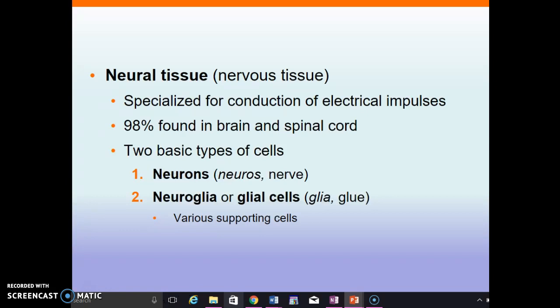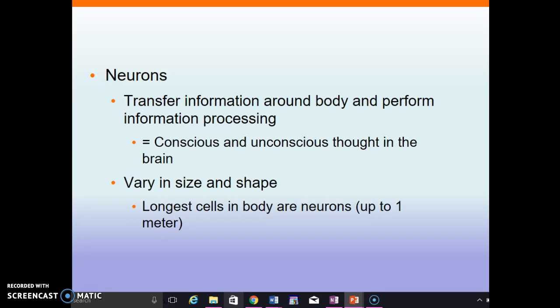The last type of tissue is easy. It's nervous tissue, and it's specialized for conduction of electrical impulses. Most of our nervous tissue, neural tissue, is found in the brain and spinal cord, and there are two basic types of cell. The cell that conducts the impulses is the neuron. The support cells are neuroglia or glial cells. The neurons transfer information around the body and process the information, such as the conscious and unconscious thought in the brain. They vary in size and shape, but they can be very, very long, up to 1 meter. That neuron may go from your toes all the way up to the spine, would be one neuron.